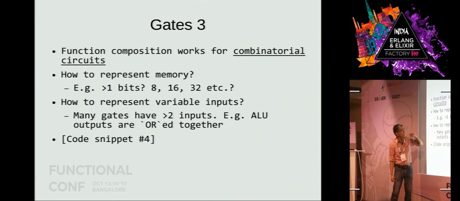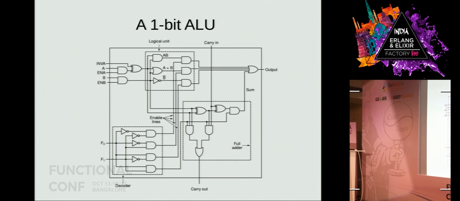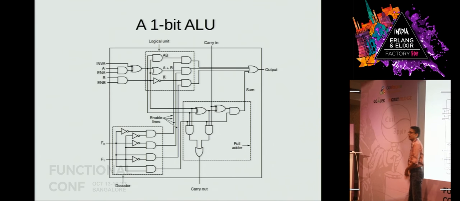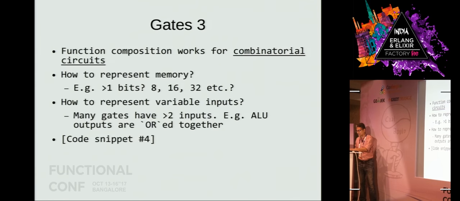That is one problem. Another problem is that many gates have, as I mentioned, different numbers of inputs. How do you connect those inputs? For instance, in your ALU, if you find the picture, this is your 1-bit ALU, look at this OR gate. It's not 2 inputs, it's 4 inputs. In fact, there are cases where you have n number of inputs which are ORed together and then you have an answer coming. How do you represent that? So, let's go ahead and run another course.